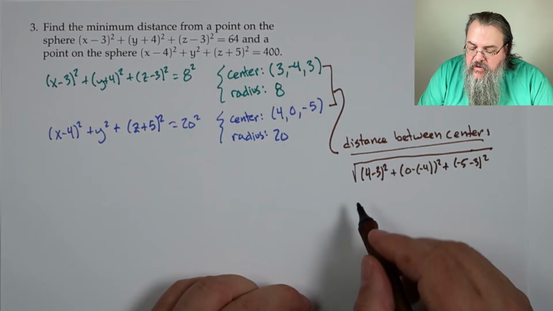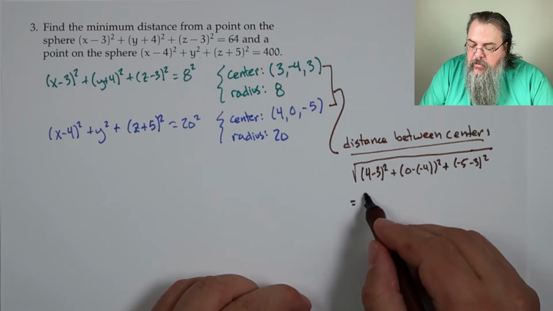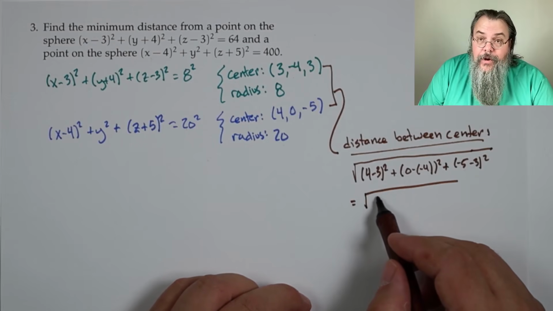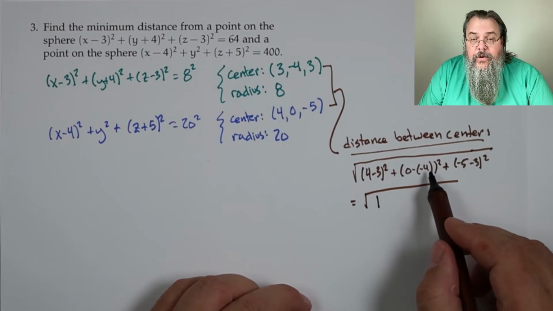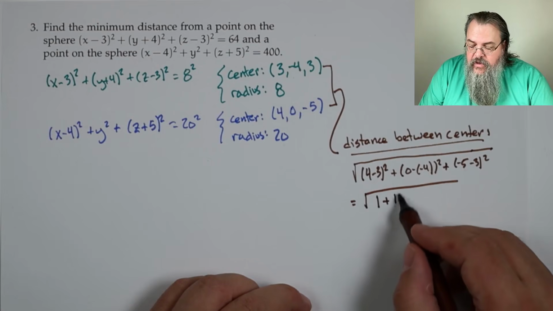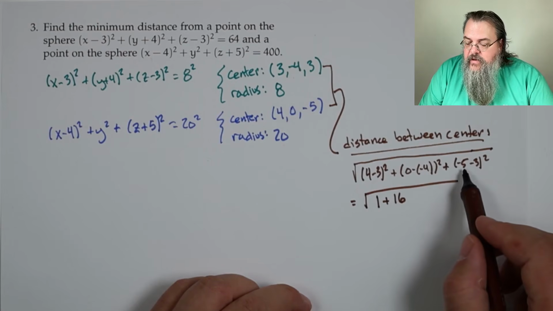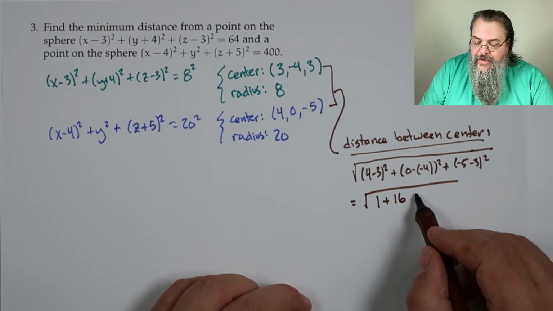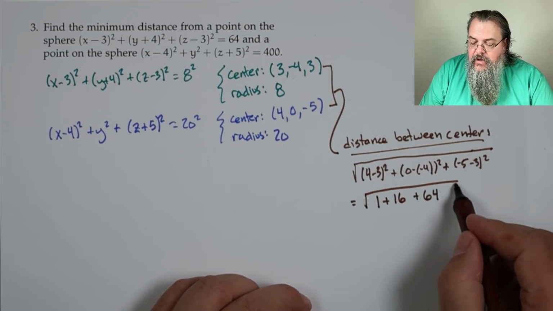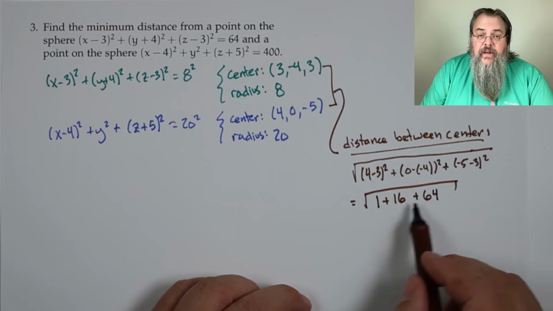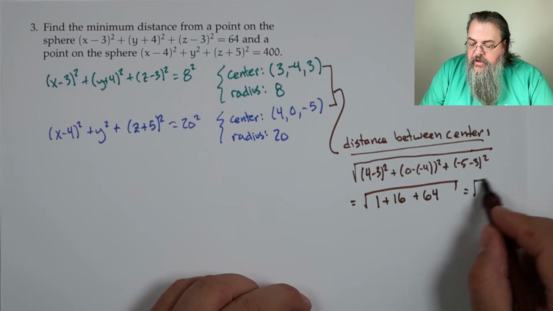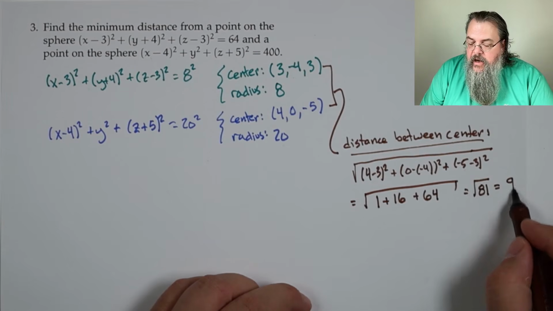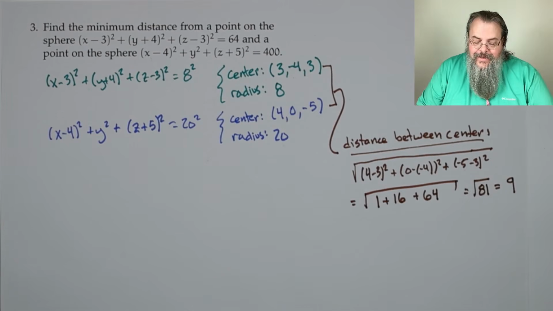Okay, so if we work this out, what do we get? This is the square root of 4 minus 3 is 1. 1 squared, 1. This is 4. 4 squared, 16. And this is negative 8. Negative 8 squared, same as positive 8 squared, it's 64. And 64 plus 16 is 80, plus 1, oh, that's the square root of 81, which means that the square root of 81 is 9. Okay, good.